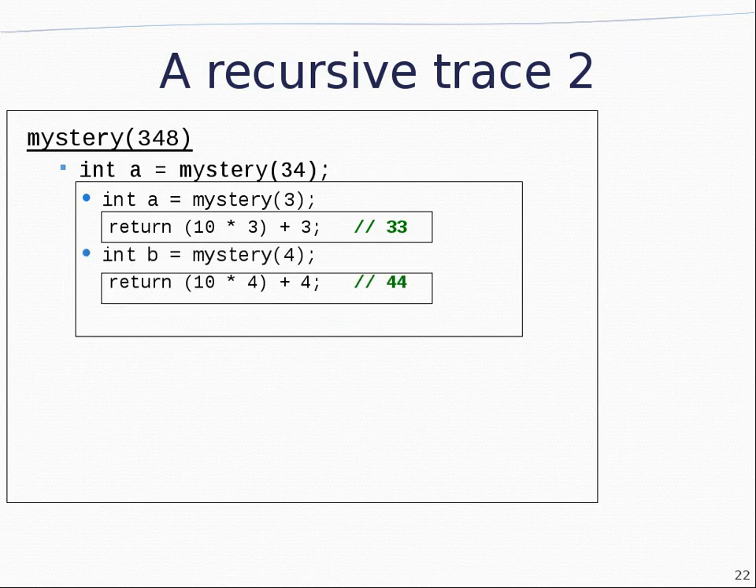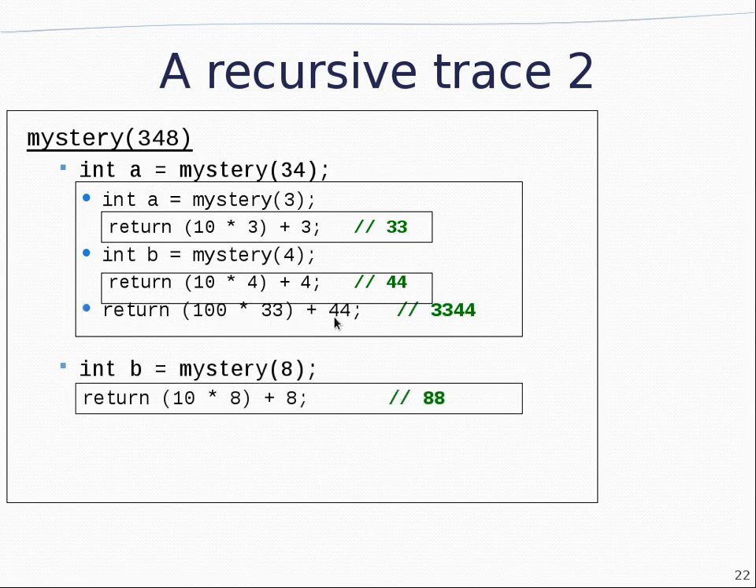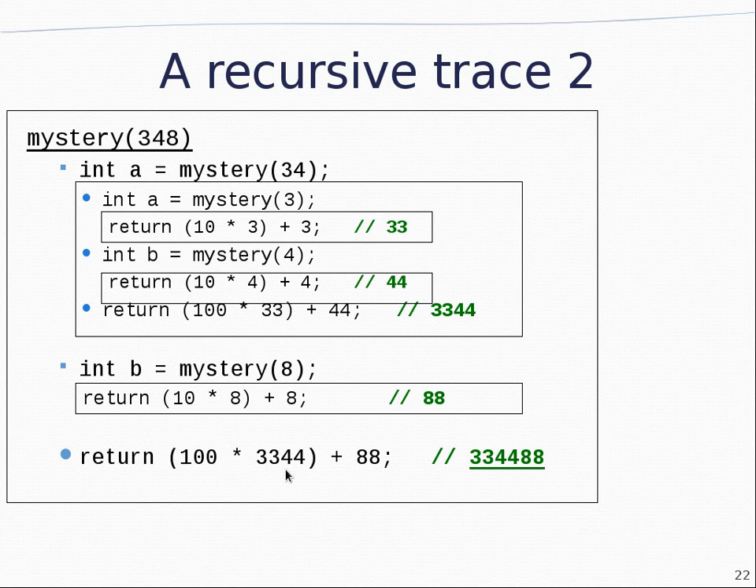So what they did here, another picture of it, mystery 348, int a equals mystery of 34. Okay, we have to call ourselves. A would be mystery of 3, which is 10 times 3 plus 3, which is 33. B is mystery of 4, 10 times 4 plus 4, which is 44, and then we return 3344. Then B is mystery of 8, which is 10 times 8 plus 8, and then at the end we multiply A by 100 and add 88.